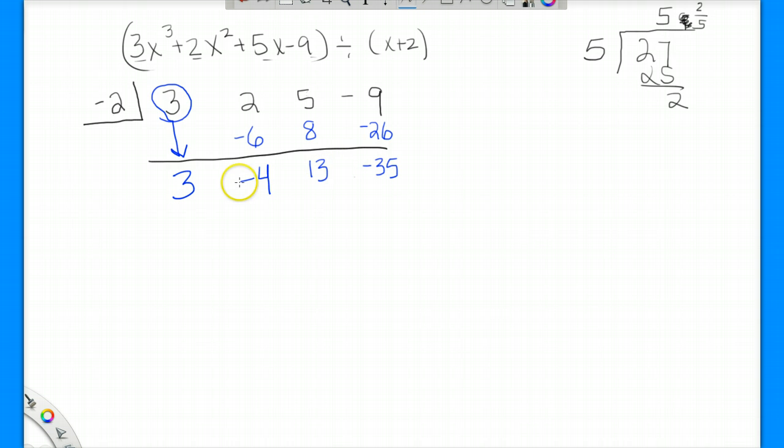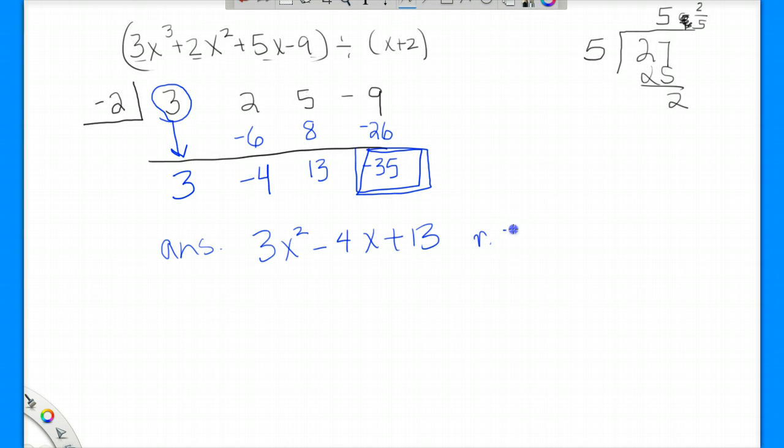We just have to interpret our answers. It's just a bunch of numbers, and it needs to be a polynomial. The first thing is that this last number here, that's your remainder. So I'm going to box it in to remind me that it's separate from the rest of my answer. That's my remainder, kind of like this 2 was here. Okay, these numbers here represent your answer, and they actually represent a polynomial, in descending powers of x, with this 13 being your constant term, in other words, no x's. So if this is my no x's term, this is my x to the first term, this is my x to the second term. So my answer then is 3x to the second minus 4x plus 13, and then remainder -35.